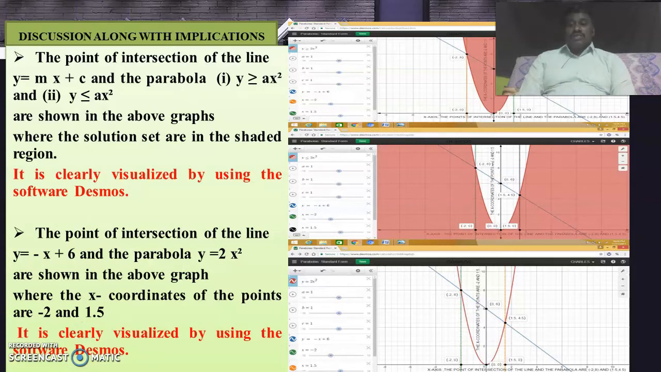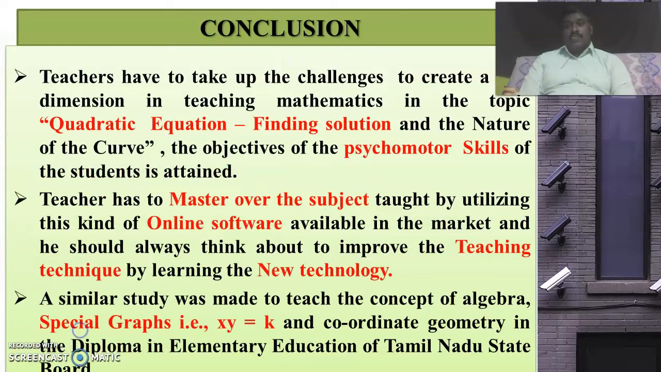The point of intersection of the line y is equal to mx plus c and the parabola, y is greater than or equal to ax squared and y is less than or equal to ax squared, where the solution sets are in the shaded region, can be shown on the screen. The point of intersection of the line y is equal to minus x plus 6 and the parabola y is equal to 2x squared are shown in the above graph. It clearly states that the x coordinates of the points are minus 2 and 1.5.